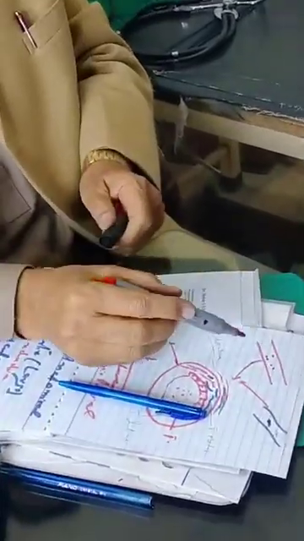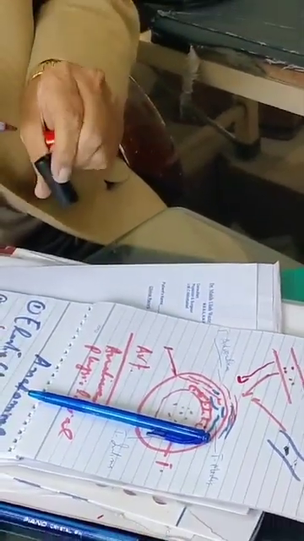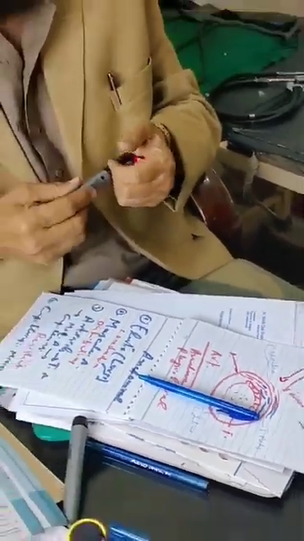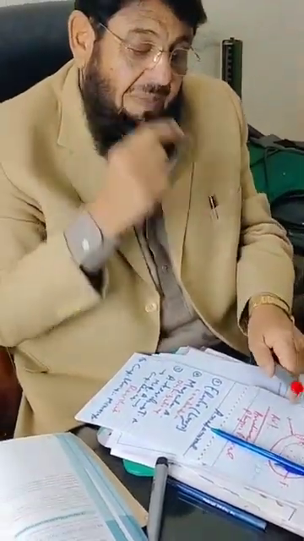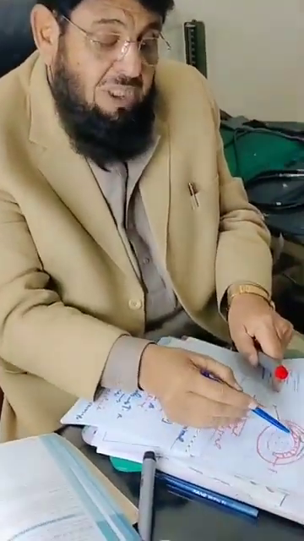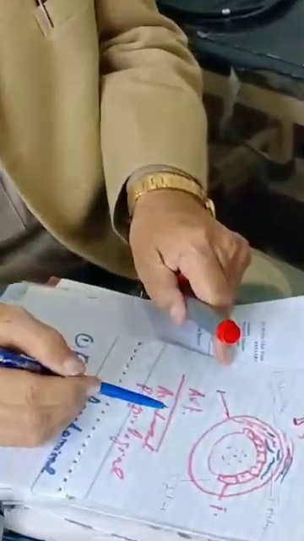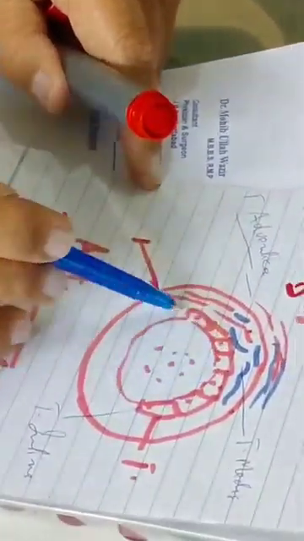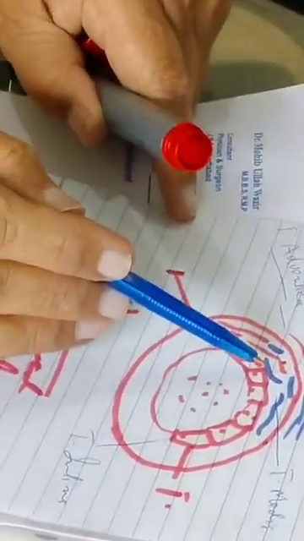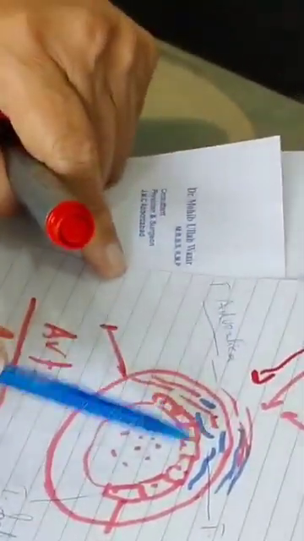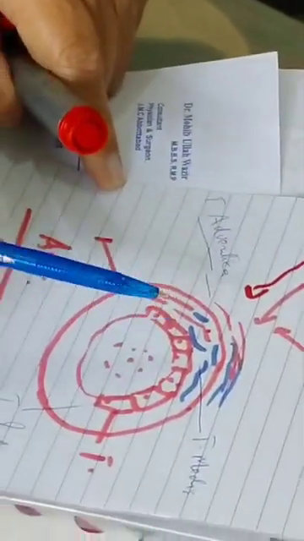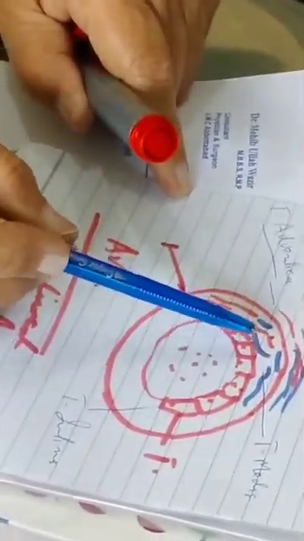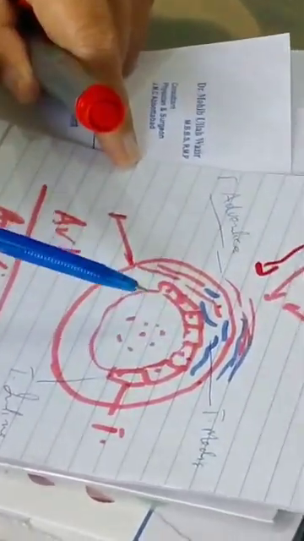Whatever may be the wall of the blood vessel, it is being made up of three layers. The innermost layer, look, this is the lumen having the blood. The innermost layer, which is called as tunica intima, it is endothelial. And then the intermediate layer, it is called as tunica media, and it consists of the elastic tissue and muscular tissue present in it.